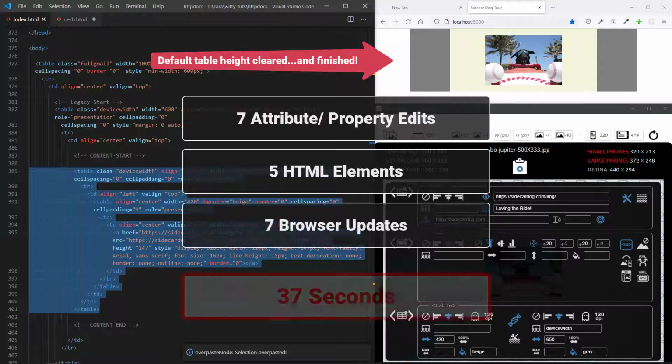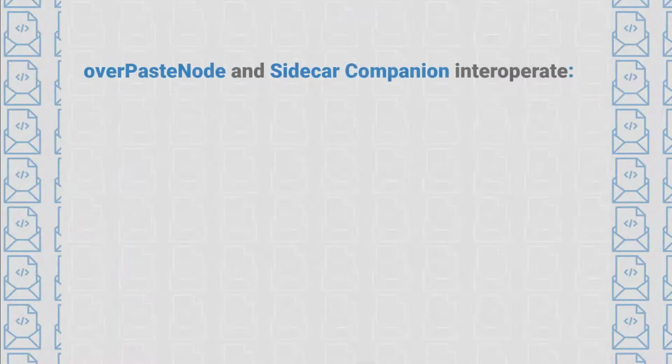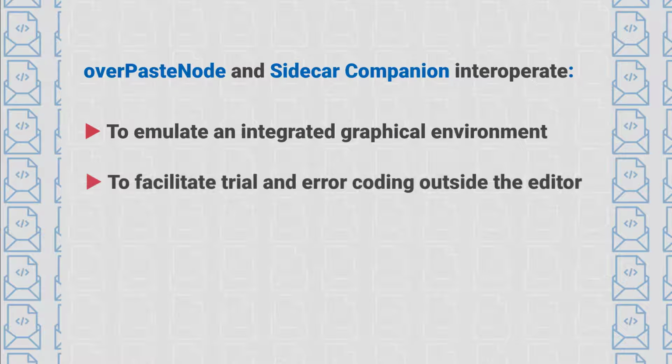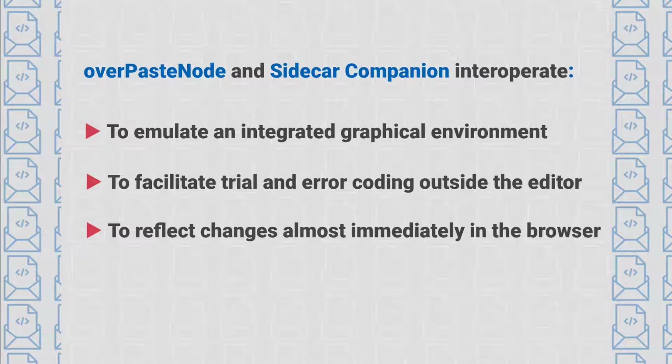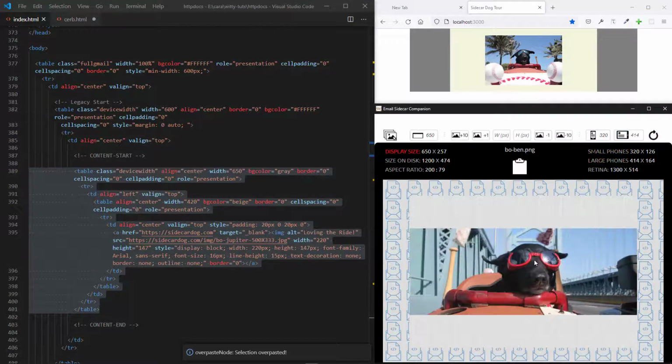So the OverpasteNode extension and the Sidecar companion interoperate to emulate an integrated graphical environment where we can do trial and error updates to our code outside the editor and see our changes reflected in the browser almost immediately, without having to keyboard through all that unwieldy nested tabular HTML code. Ideally, we'd see our code update immediately without extra keystrokes, but that would require integration into a node-based code editor. Well, I'm getting ahead of myself here.